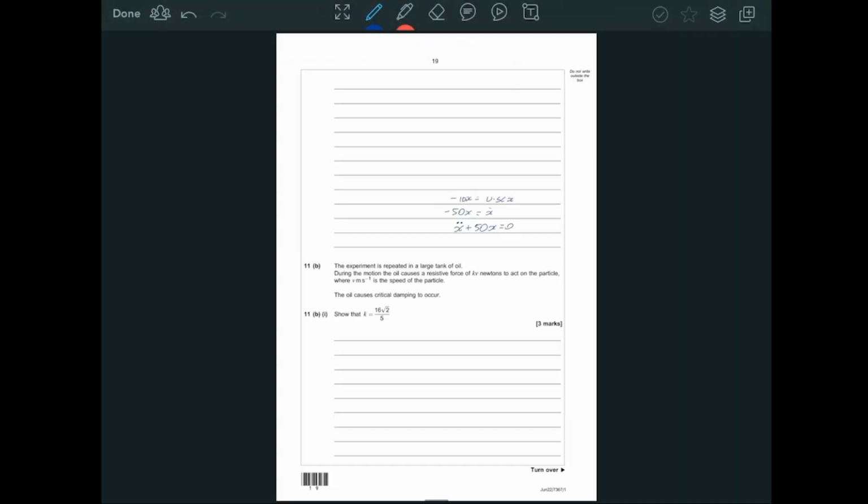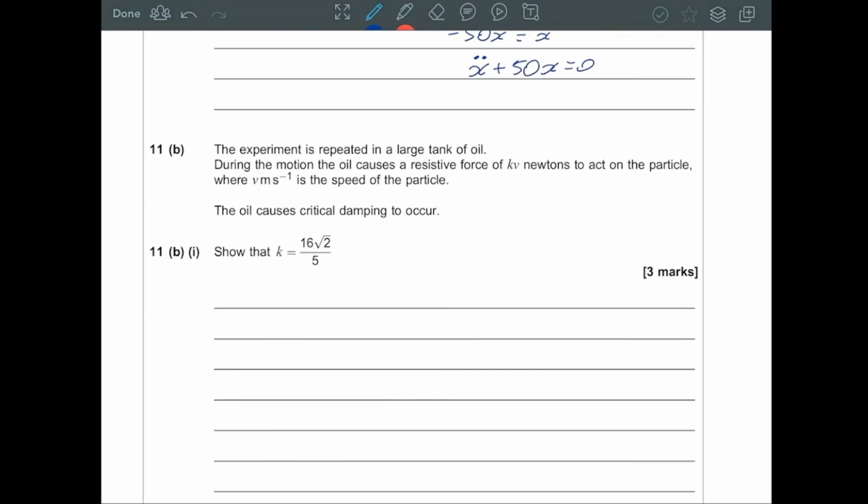Part B of the question. The experiment is repeated in a large tank of oil. During the motion, there's a resistive force acting on the particle, where V is the thing. It causes critical damping. So if we remember what the damping formula creates, what type of change it creates in the formula, it becomes this. So that damping force appears as an x dot term.